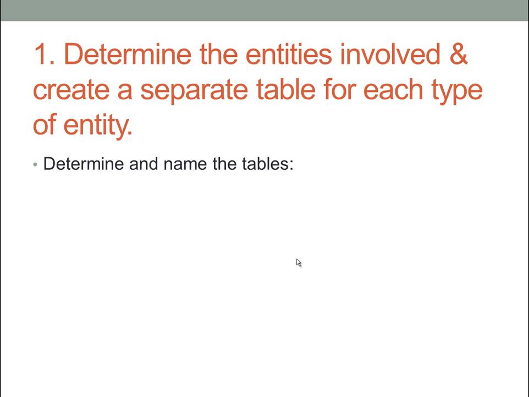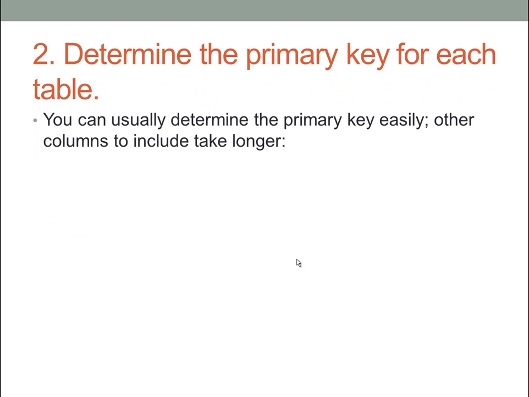So the first step was to determine the entities involved and to create a separate table for each entity. So if your task was to keep track of which employees worked in which department, the first step would be to determine and to name those tables. So we would determine that we need to have a table named department and that we need to have a table named employee.